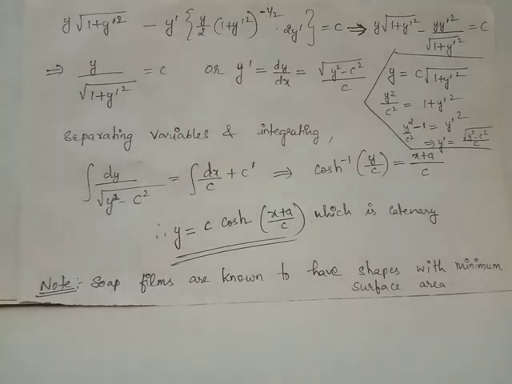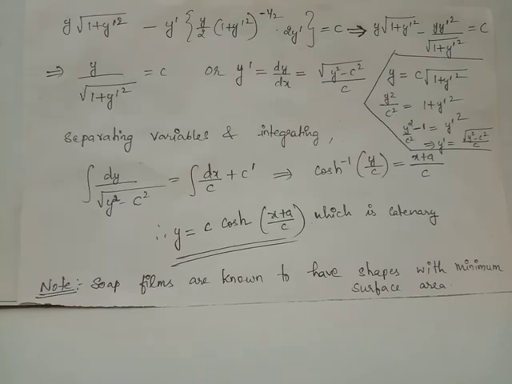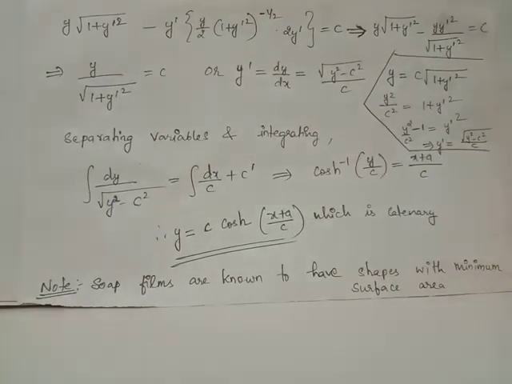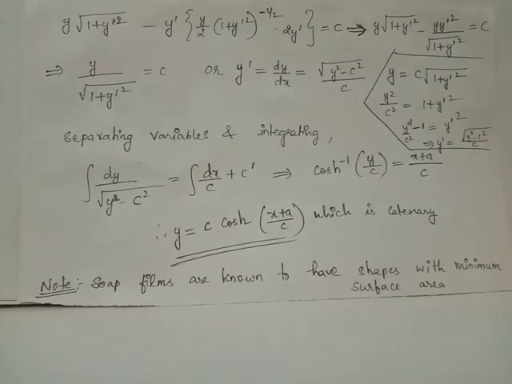This LHS is the expression for inverse hyperbolic cosine, and we have LHS becoming cosh inverse y by c. After integration, RHS becomes x plus a by c. We have this equation rewritten as y equals c cosh of x plus a by c, which is the equation of the famous curve catenary. So catenary is the curve which when rotated about x-axis will generate solid of minimum surface area.